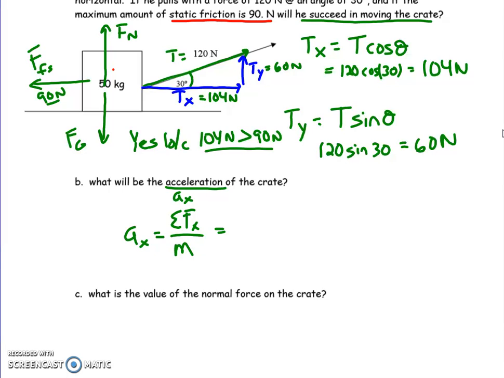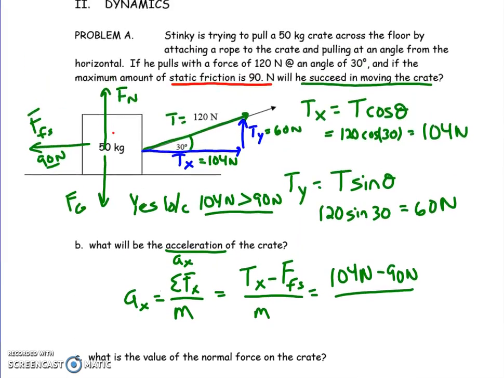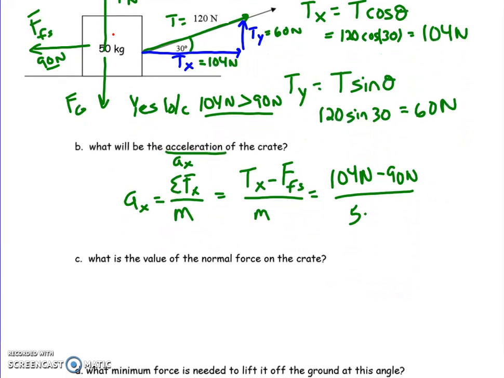So which one of these do I use? The 120, the 60, 104? I'm hoping that it's pretty clear to you that we would use the 104. In other words, we do Tx minus the force of friction is going to be our net force, all divided by the mass. Now we substitute in numbers. We have 104 newtons minus 90 newtons divided by a mass. I forgot what our mass was. 50 kilograms. Okay, so this is 14 divided by 50, which I believe is 0.28 meters per second squared.